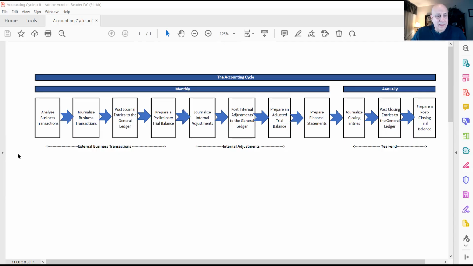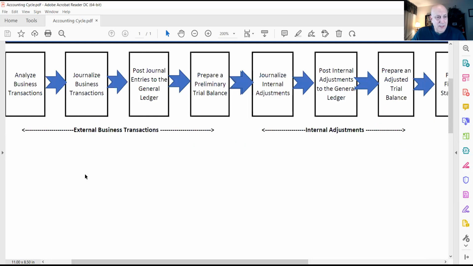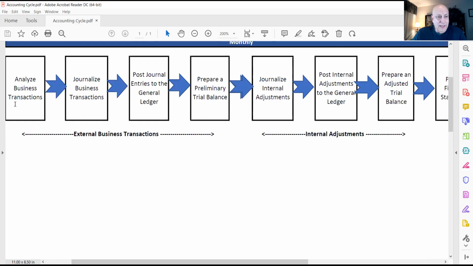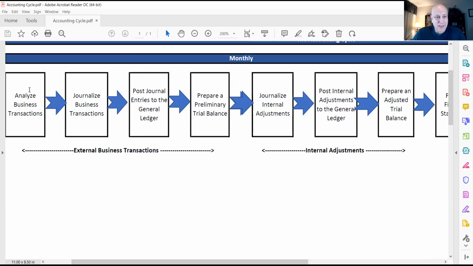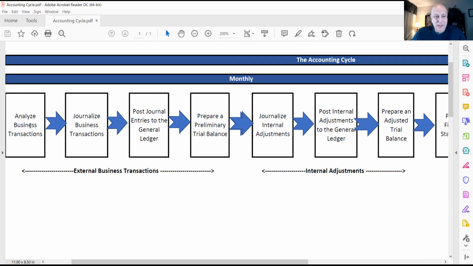In this accounting cycle, there are portions that are done every single month, and a portion that's done annually. So far, what we've seen is analyzing business transactions. That's the first part of the accounting cycle, and that's done monthly. You analyze business transactions, then you journalize them, you record them in a journal, and then you post them to a general ledger, and then you prepare a preliminary trial balance.